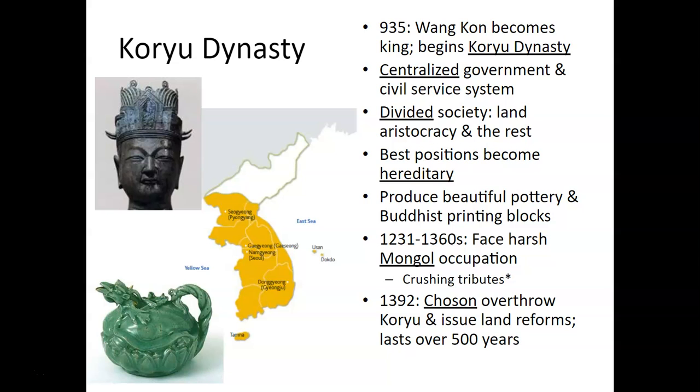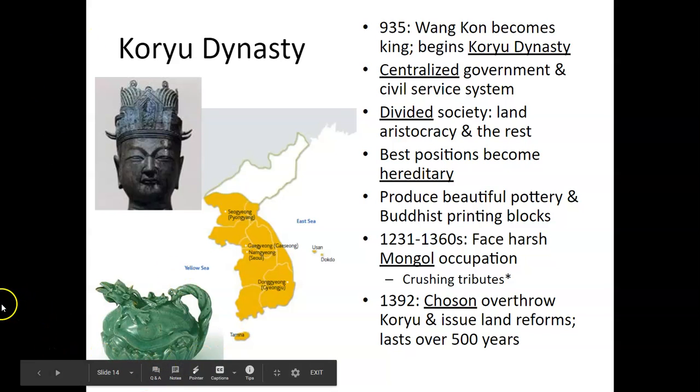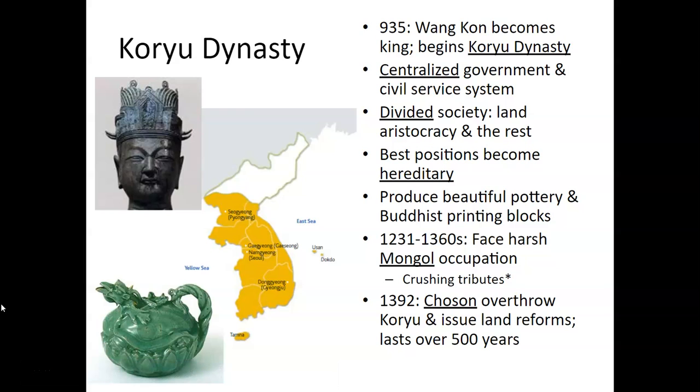They do very well because they control the entirety of the peninsula. You see beautiful jade pottery, as you can see here, that's developed. Art flourishes in the Koryu Dynasty in Korea. You do see printing take off. Through Buddhist connections and so forth, they develop printing using blocks, that movable type that we talked about in the Tang and Song Dynasty lecture.